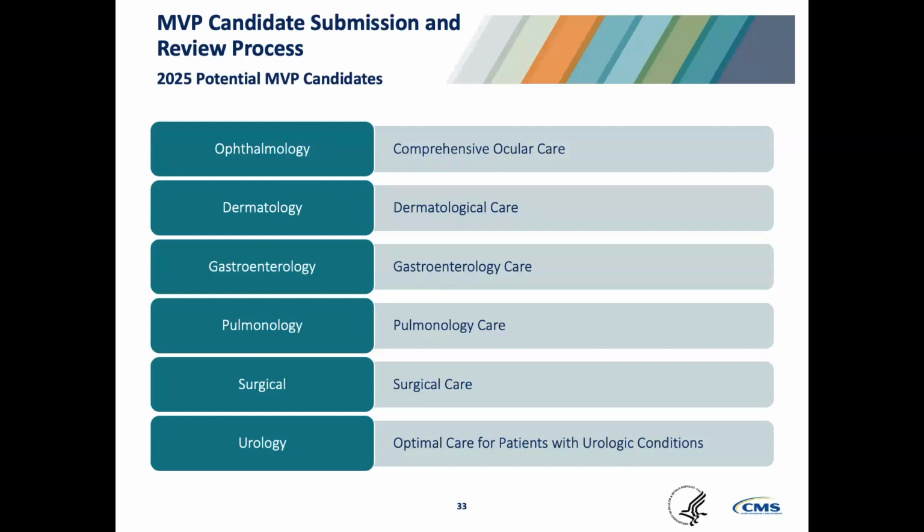There are 6 potential 2025 MVP candidates that will be posted for general public feedback on December 15th, beginning the 45-day period. Those MVP concepts include comprehensive ocular care, dermatological care, gastroenterology care, pulmonology care, surgical care, and optimal care for patients with urologic conditions. Next slide, please.